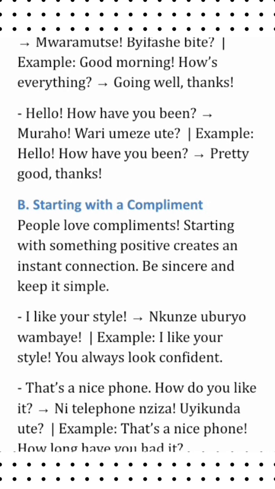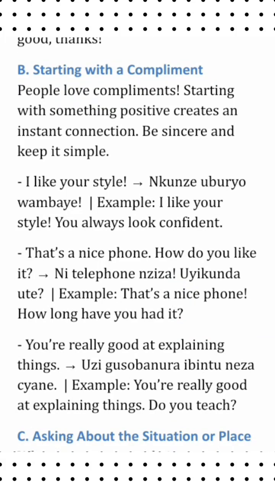Another way that you can start a conversation is to go and tell somebody, okay, you are really good at explaining things. For example, somebody was giving a presentation and you want to connect with them. If somebody is a really good person and you admire them, to start a conversation it's better to reach out to this person and tell them how good they are. Then you tell this person you are really good at explaining things.